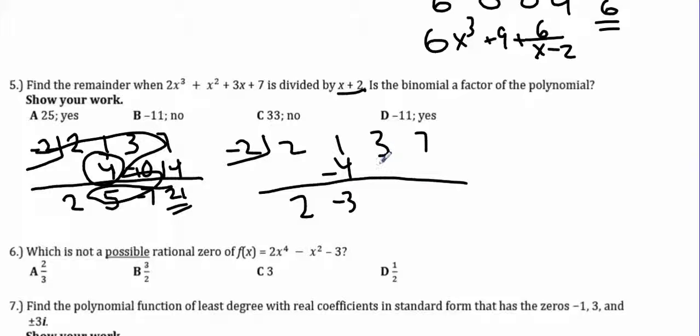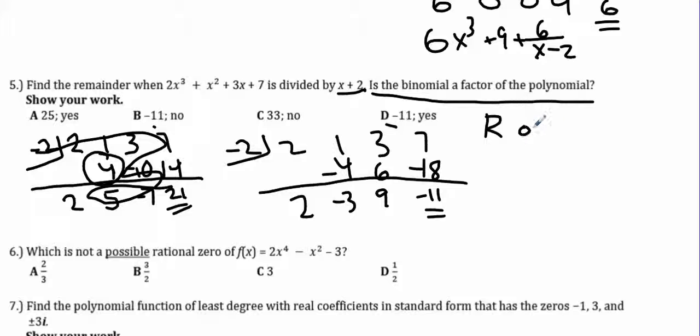Negative 2 times negative 3 is positive 6. We have 9. Negative 2 times 9 is negative 18. Then when I add, I get negative 11. So negative 11 is my remainder. So that leaves me between either D or B. So if something is a factor of the polynomial, then it's going to have a remainder of 0. So the remainder was not 0, so no, it is not a factor. So that means that B is the correct answer.